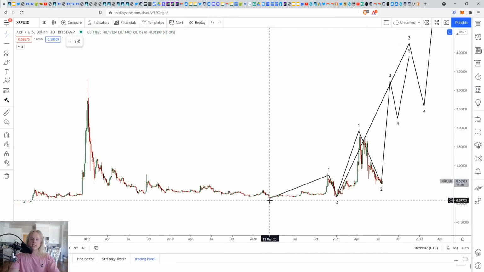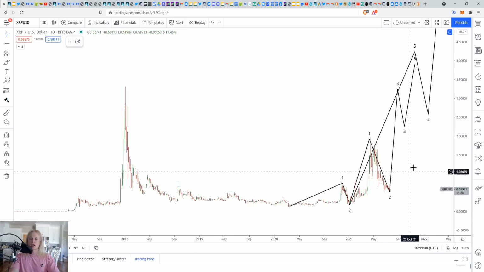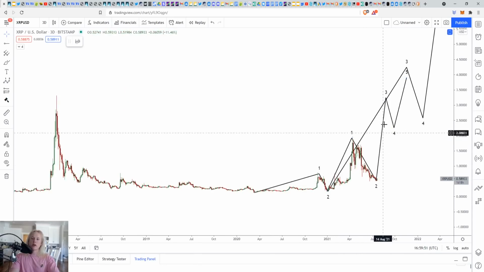And so if this is just a 1 wave from 10 cents to $1 and then back down after the lawsuit, then this entire move is just a sub-wave of wave 3, and we still have sub-wave 3 and sub-wave 5 to go before we're even done with this 3 wave.